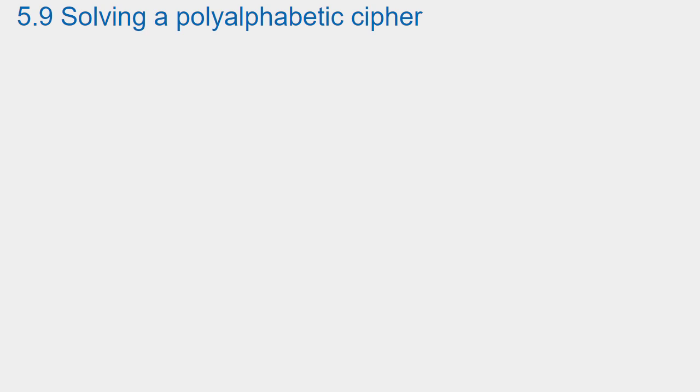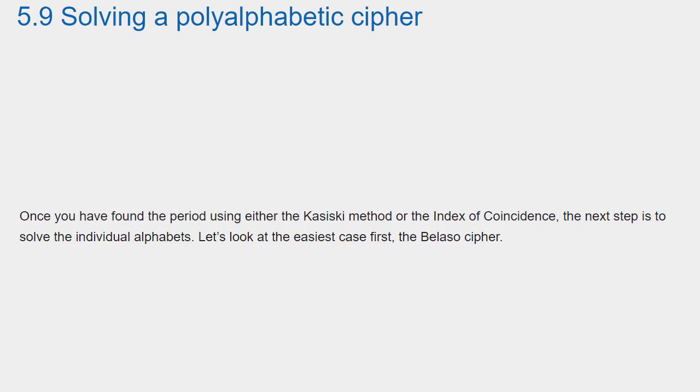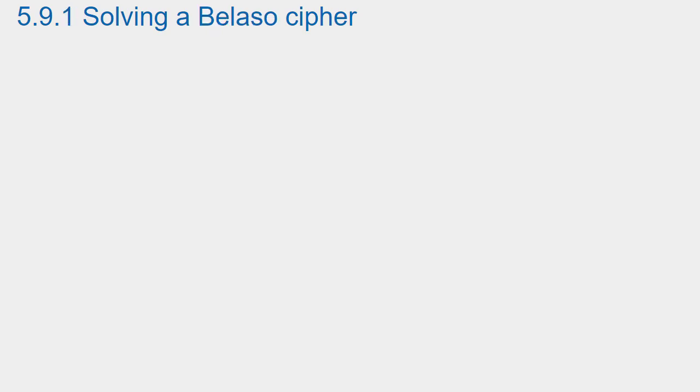Section 5.9. Solving a polyalphabetic cipher. Once you have found the period using either the Kasiski method or the index of coincidence, the next step is to solve the individual alphabets. Let's look at the easiest case first, the Beaufort cipher.